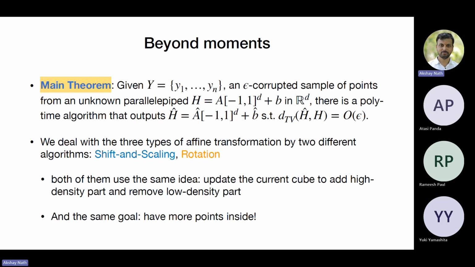And this is our main theorem. We show that, suppose we are given corrupted samples from an unknown parallelotope, we give an efficient algorithm that outputs the estimated parallelotope with the guarantee that the TV distance is O of epsilon.